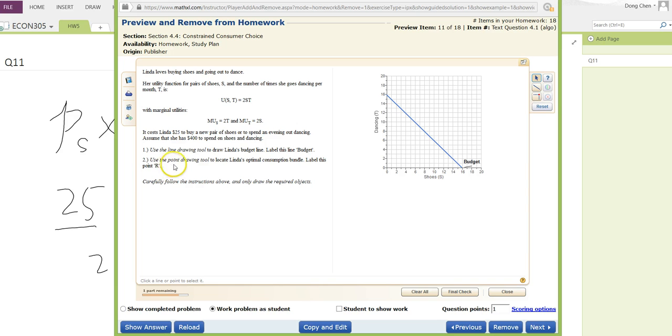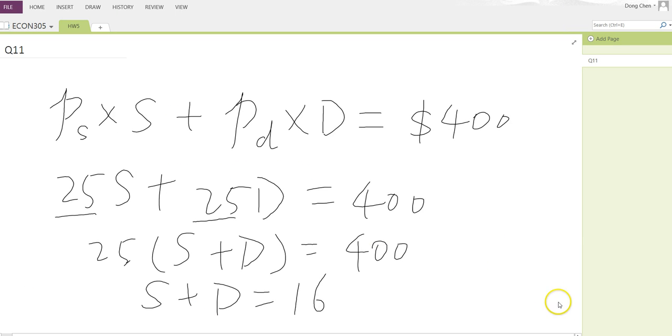So number 2, use the point drawing tool to locate Linda's optimal consumption bundle. So far we just located the budget line, and we know that the optimal consumption bundle must be on this line, but which specific point we don't know yet. But we can solve that out. How do we do that? We have to go back to section 4.4 of chapter 4, which is about the constrained consumer choice.